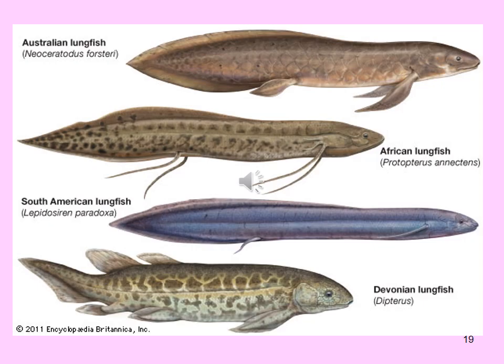Dipnoi exhibit discontinuous distribution. So lungfishes are present in different parts of the world. Neoceratodus is the Australian lungfish. Protopterus is the African lungfish. Lepidosiren is the South American lungfish. And these are the examples of lungfishes, and they are considered to be the connecting links between the fishes as well as the amphibians.